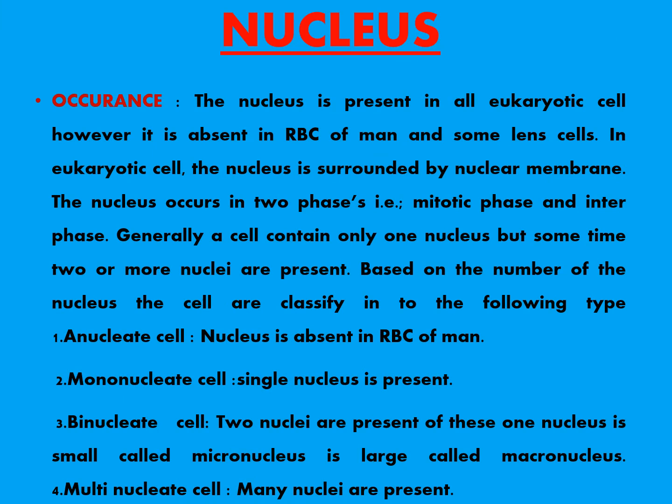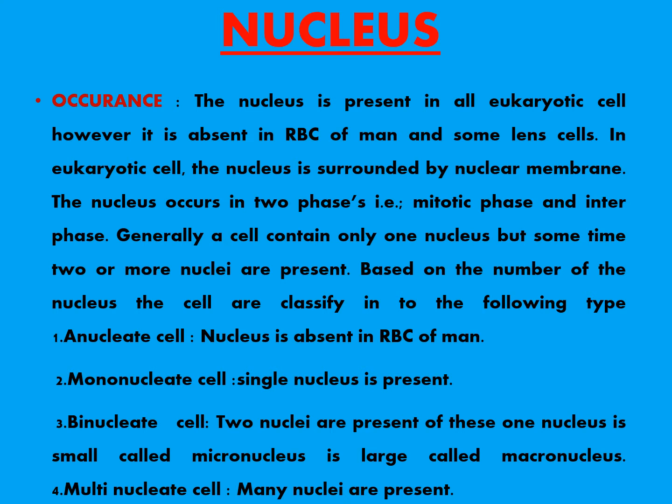So while studying the nucleus, we shall see the occurrence. Where does the nucleus occur? The nucleus is present in all eukaryotic cells, but it is absent in the RBC of man and some lens cells. In a eukaryotic cell, the nucleus is surrounded by the nuclear membrane. The nucleus occurs in two phases, mitotic phase and interphase.